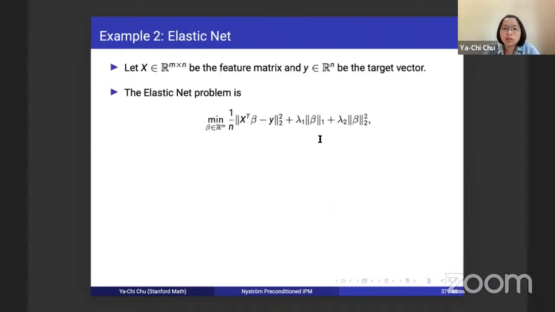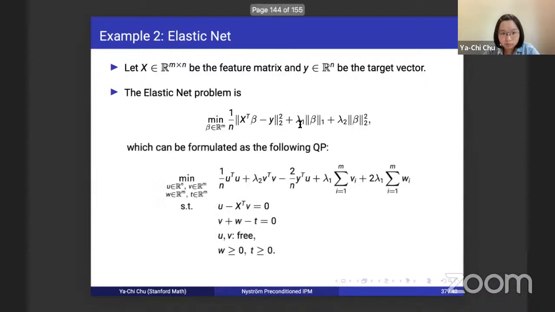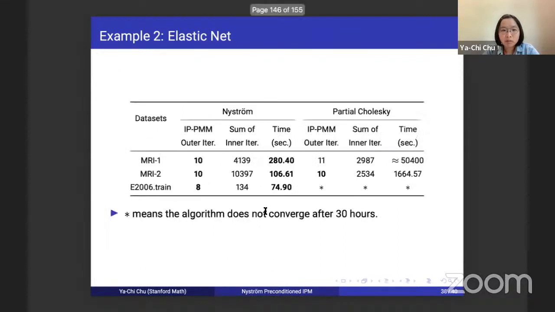So this is a regression model, again the least squares term plus some L1 regularization term plus L2 regularization term. This problem can be formulated as a QP as well, with some free variables and non-negative variables here. And now the normal equation is more challenging because it has size n plus n, the number of instances plus the number of features. So we try to compare this.